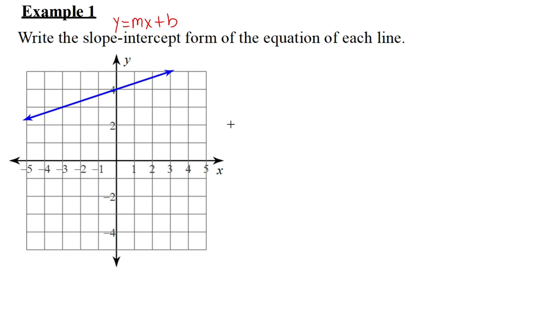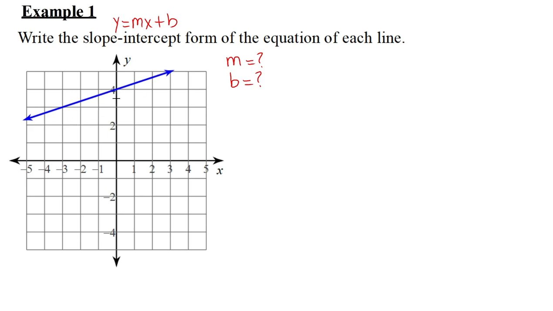And in order to write anything in slope-intercept form, we need to know two things. We need to know what m is, which is our slope, and we also need to know what b is, which is our y-intercept. Now, when we know those two bits of information, then we can write our equation in slope-intercept form.